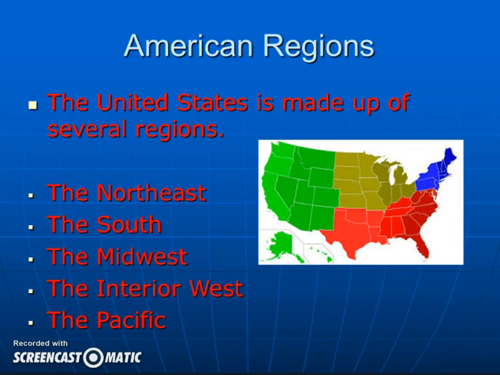When it comes to American regions, different maps show different numbers of regions. For our class and our textbook, we're going to look at 5. Those 5 regions are the Northeast, the South, the Midwest, the Interior West, and the Pacific. Now, sometimes you'll see maps that carve up the Interior West and the Pacific into just the West and the Southwest. So depending on what group of maps or what textbook you're looking at, you may see something different.